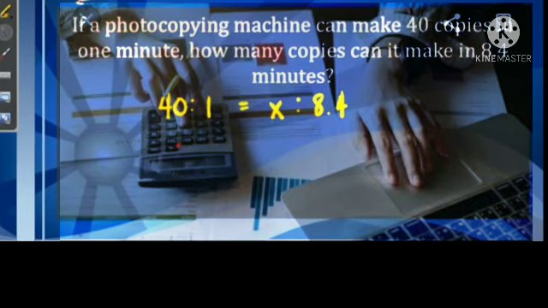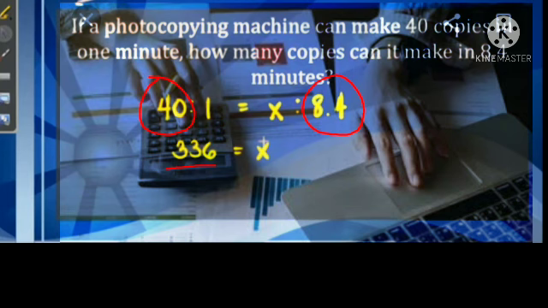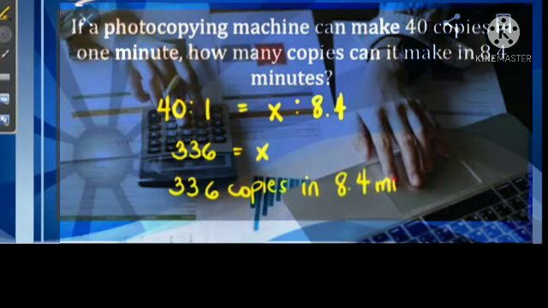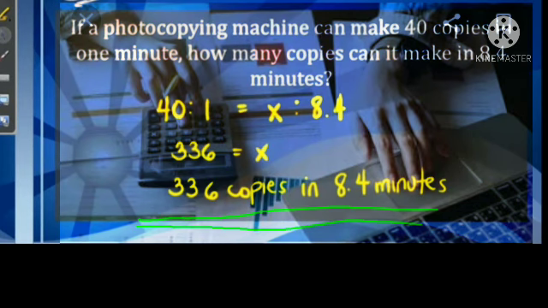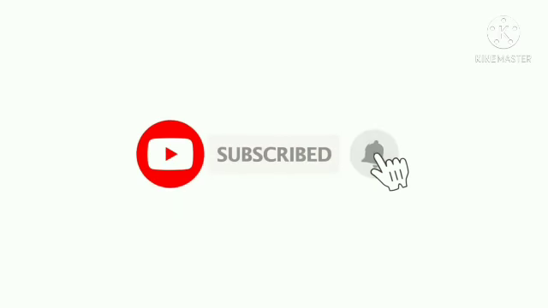in order to avoid mistakes. Here we have the product of the extremes, which is 8.4 times 40, that is 336, equals 1 times x, which is also x. So it means to say that the photocopying machine can make 336 copies in 8.4 minutes.